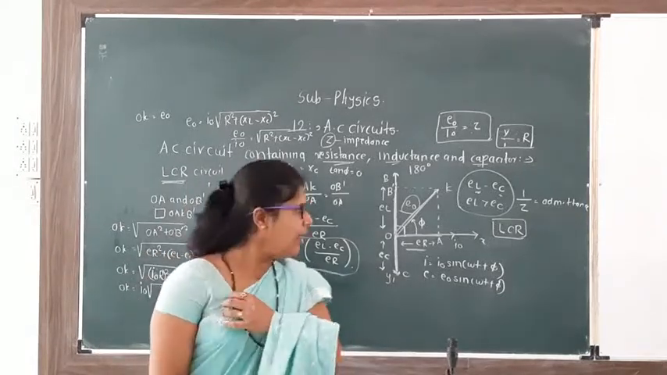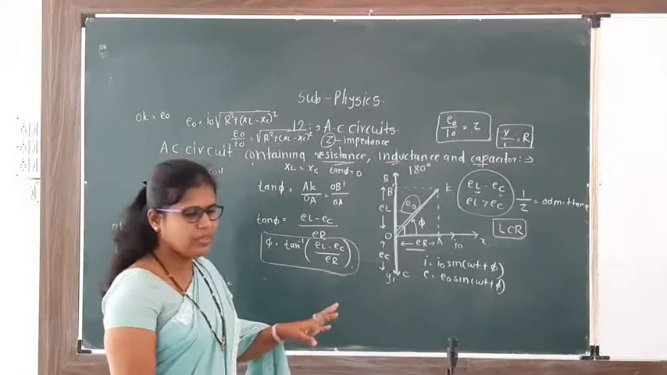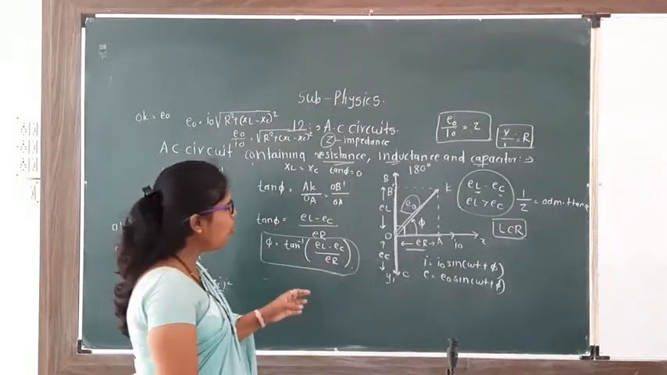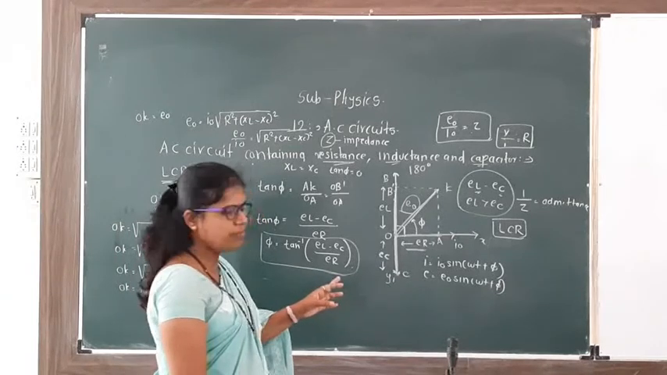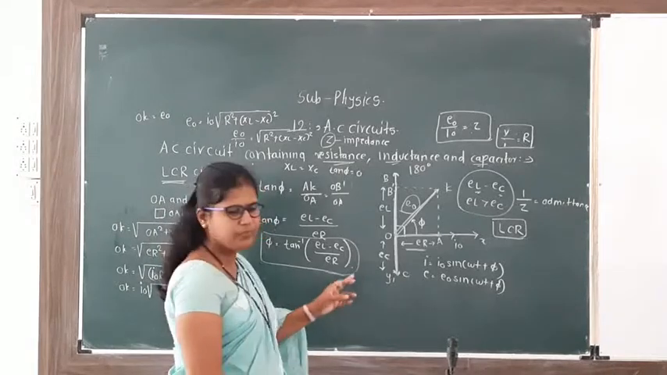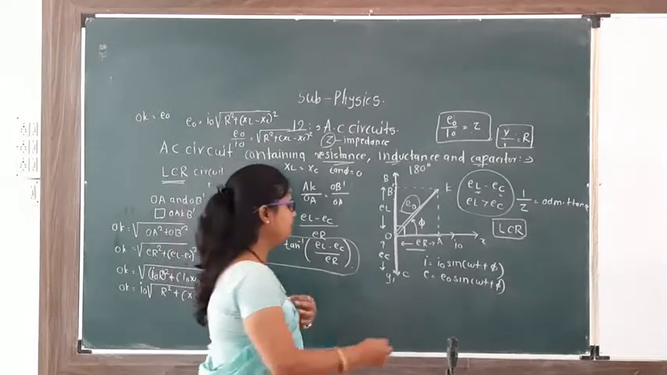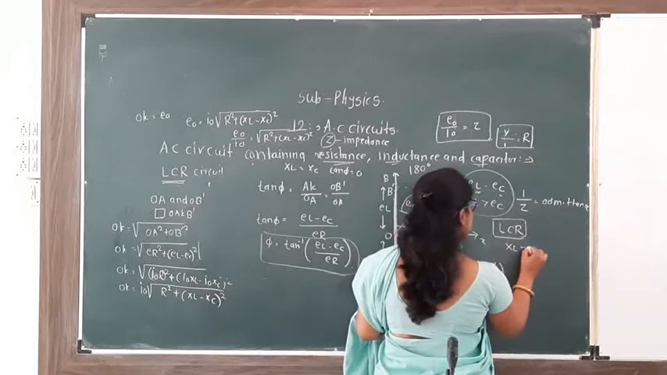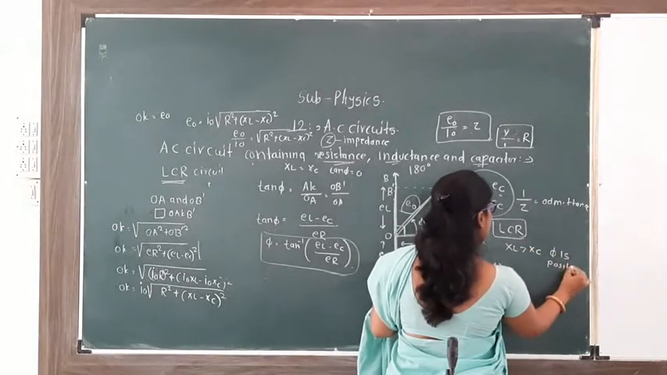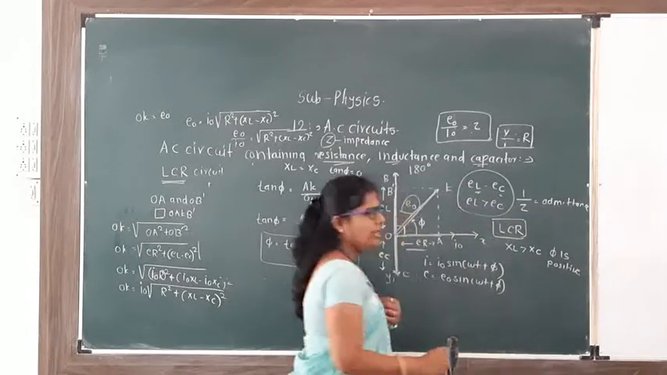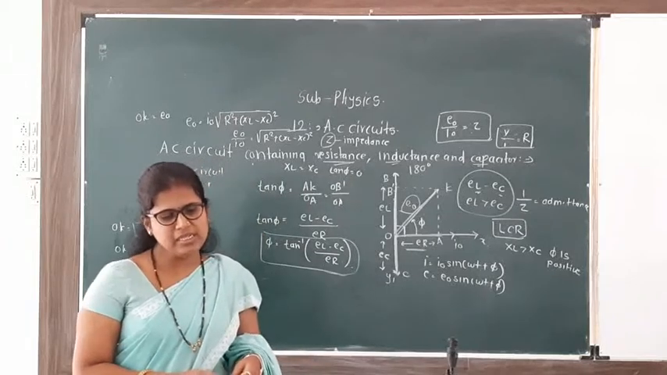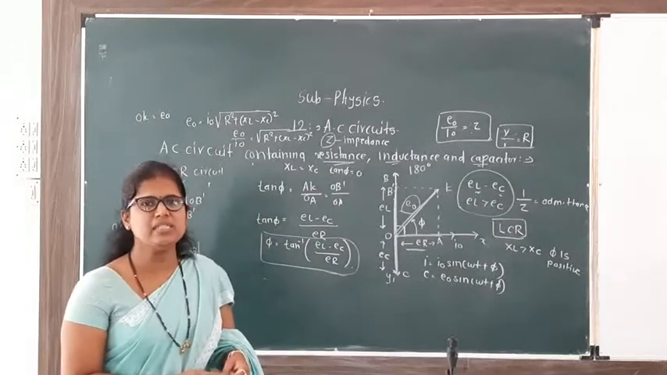Second, when XL is greater than XC, phi is positive. Then the voltage leads the current by phase angle phi, dominated by the inductance. The voltage leads the current in an inductive dominated circuit.